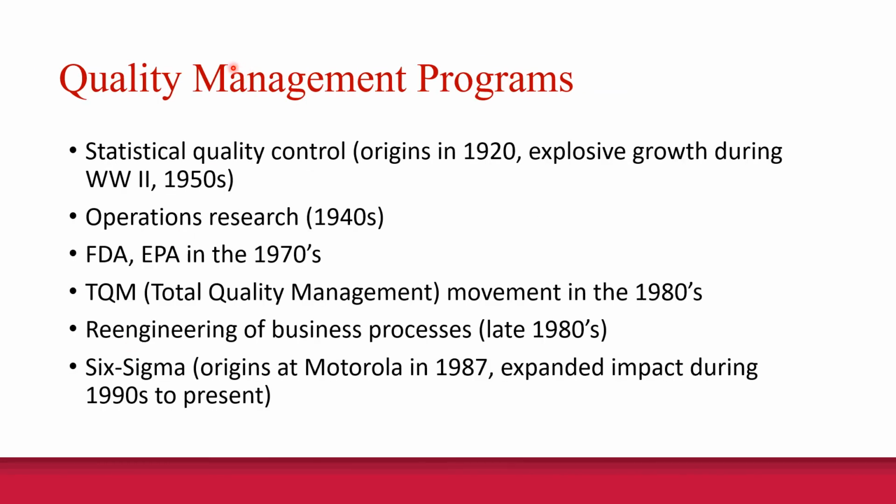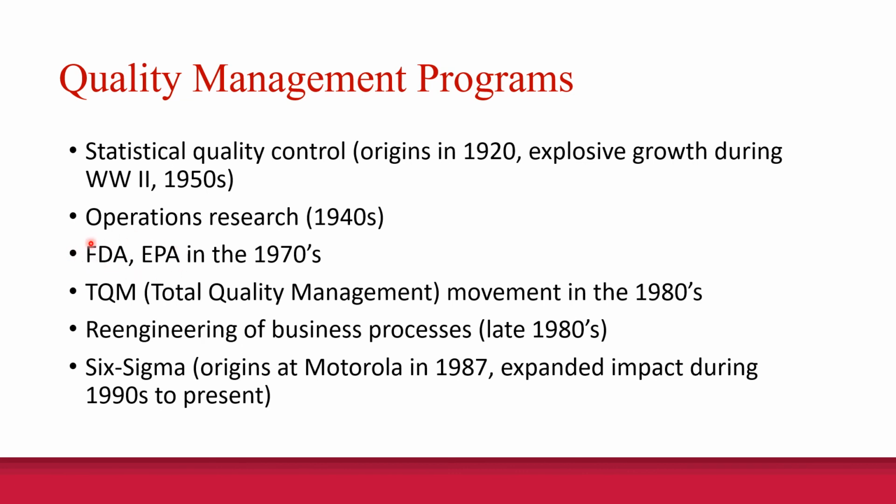There's several quality management programs that have existed since the 1920s. Statistical quality control had its origins back in 1920 with Shewhart and Deming. It was hugely popular during World War II in the 1950s. In the 1940s, they developed what's known as operations research. These were research teams within organizations that had the primary goal of quality management.